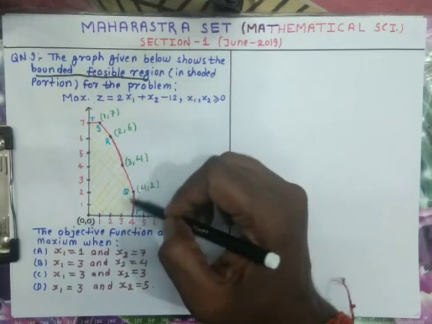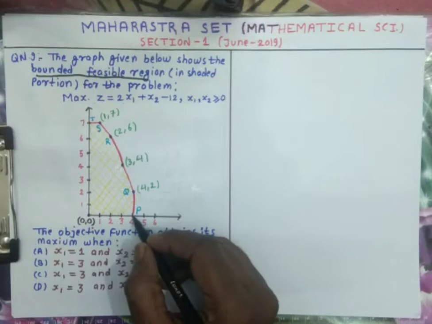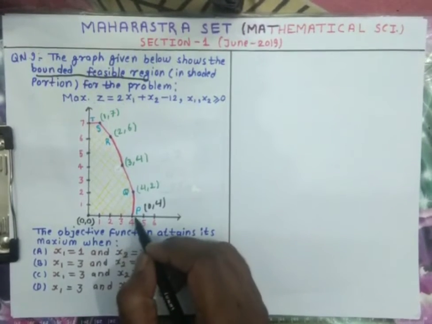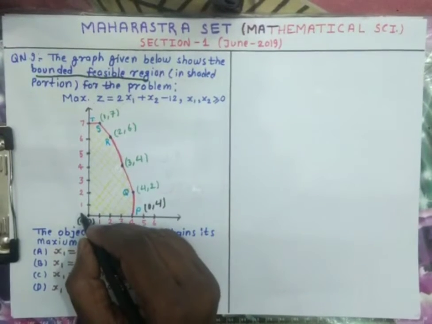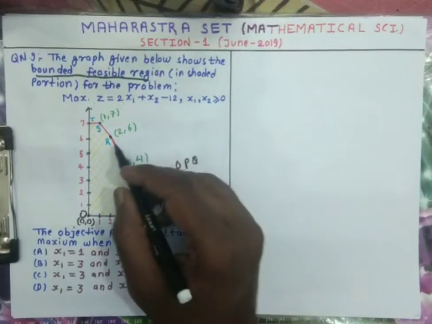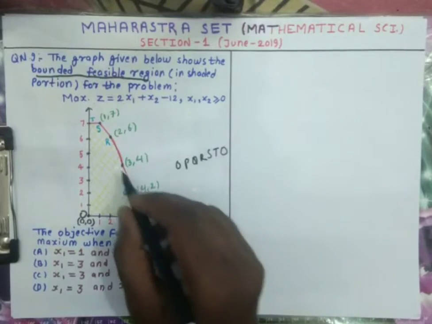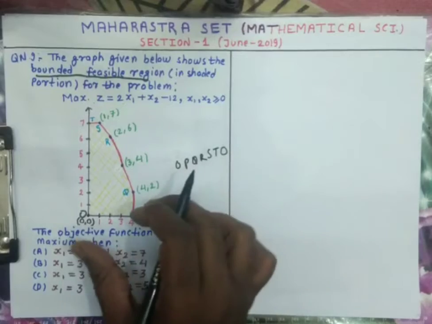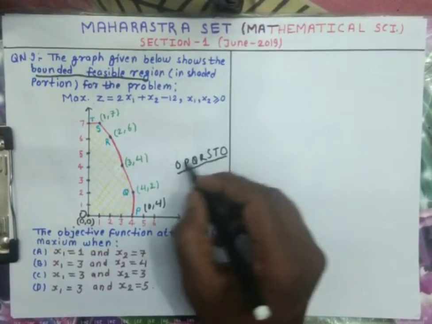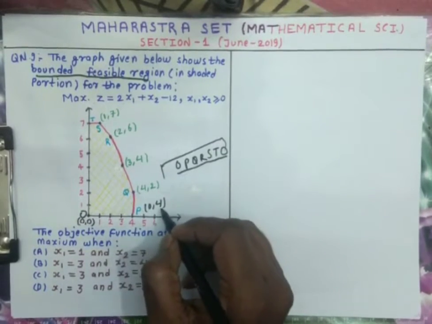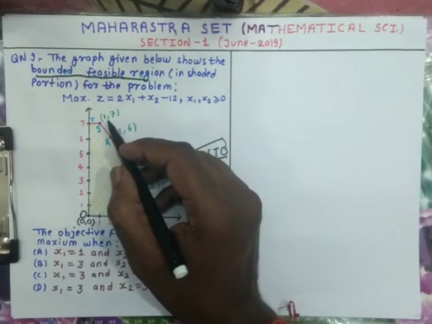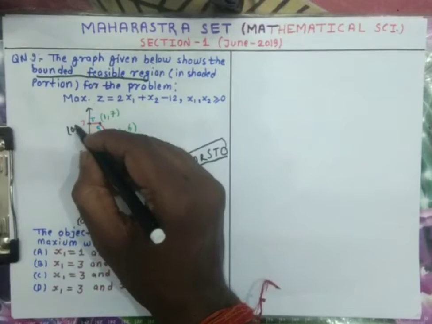Since the region is bounded, the maximum or minimum value must occur at one of its corner points. Taking O as the origin, the bounded feasible region is O P Q R S T O. The corner points are: O is 0 0, P is 0 4, Q is 4 2, R is 2 6, S is 1 7, and T is 0 7.